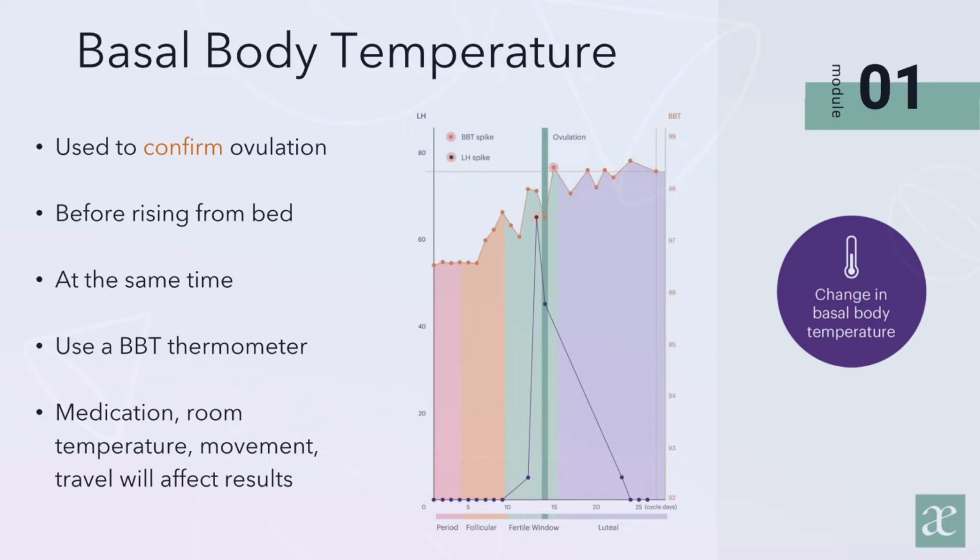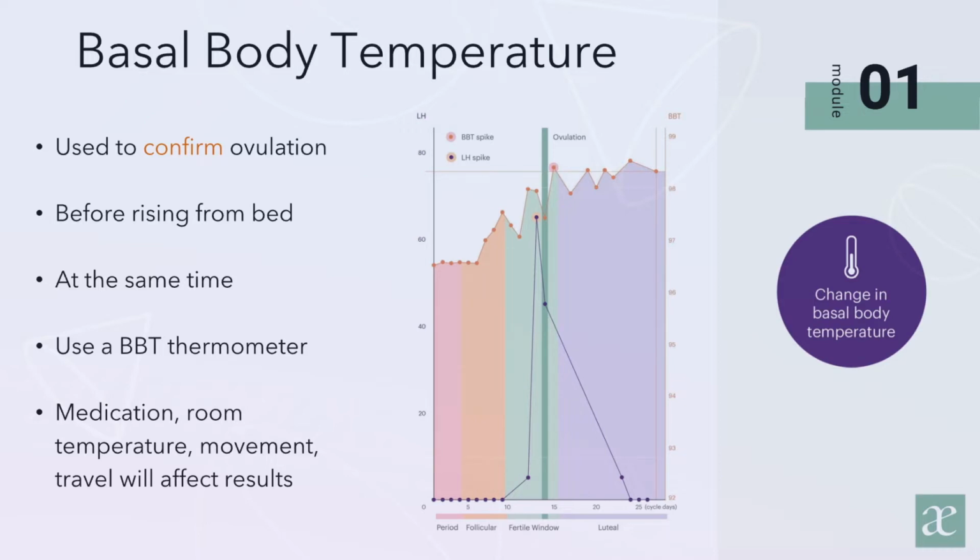So how do we take our basal body temperature? It's really important, if you can, to take it before getting up from bed and to take it around the same time every day. If there's any movement, or you take it at different times, it's really going to change the number and you're not going to have the same base number.